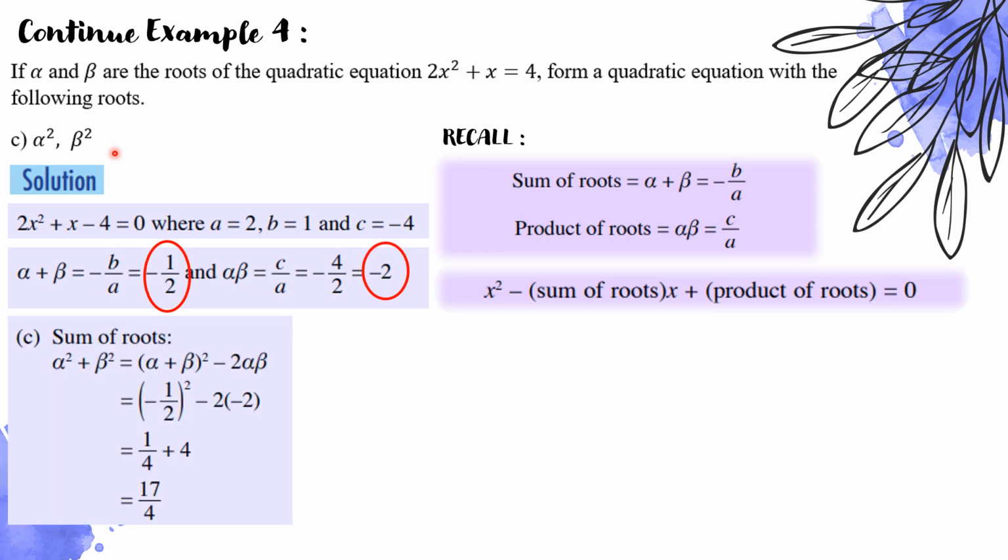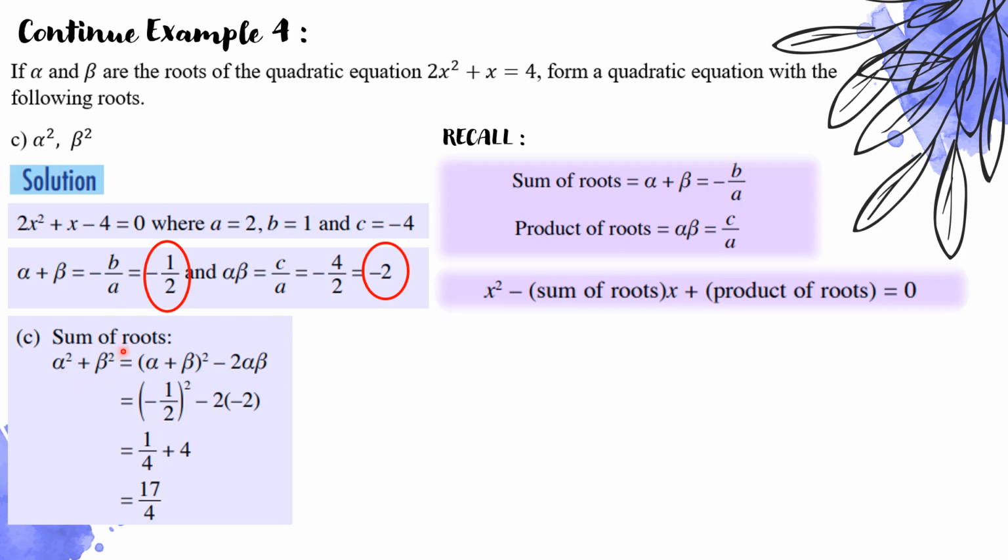Okay, so as usual, find the sum of roots for alpha squared plus beta squared. Alpha squared plus beta squared is actually (alpha plus beta) squared minus 2 alpha beta. Okay, so you need to remember this one. This one in factorization, you learn in lower form. If you don't, you cannot recall it. So you need to remember this one.